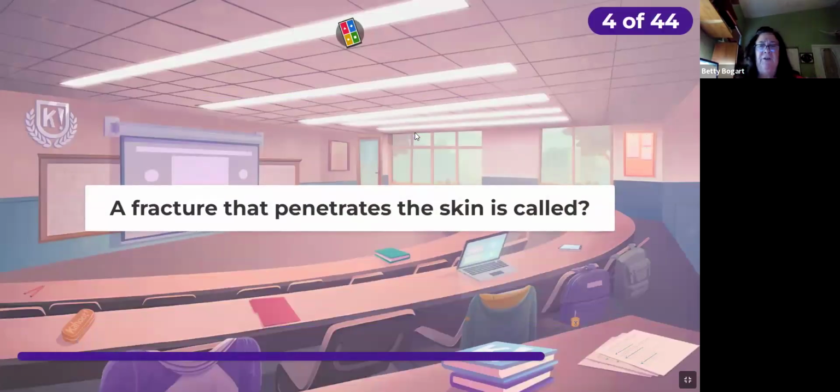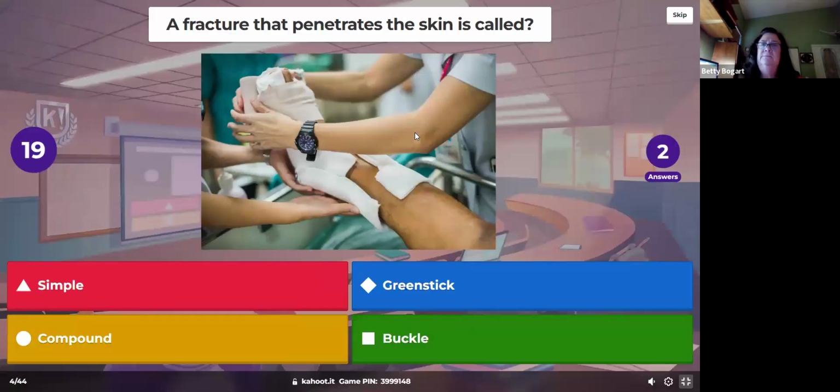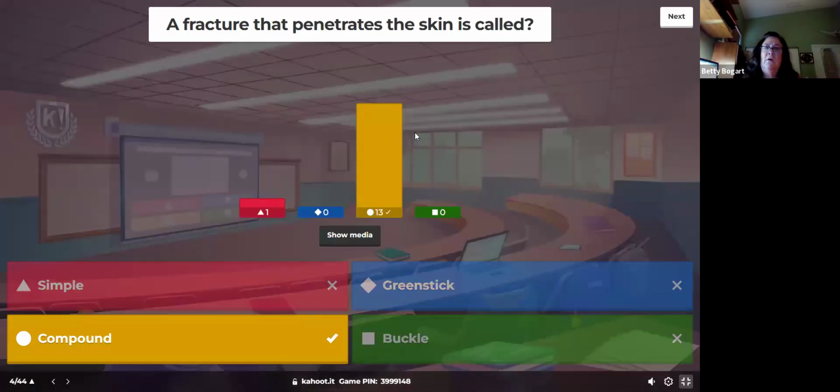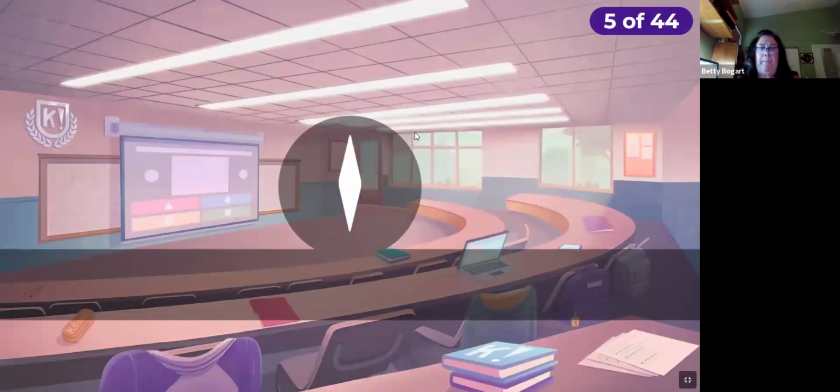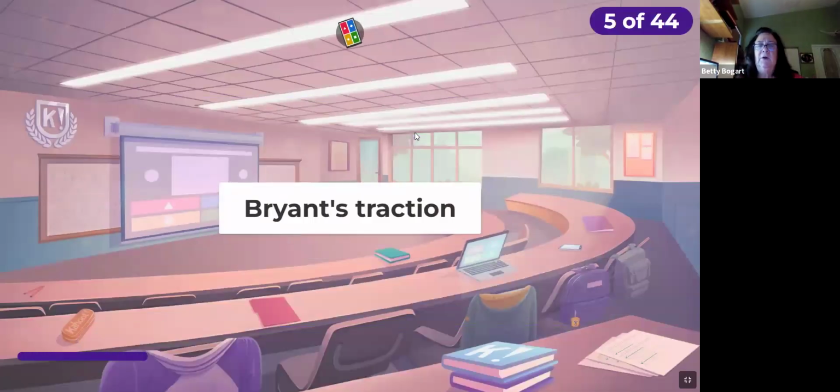A fracture that penetrates the skin is called. So when the skin is open, it's called a compound. Remember, our concern is now the bone is up into the air. We're worried about osteomyelitis.